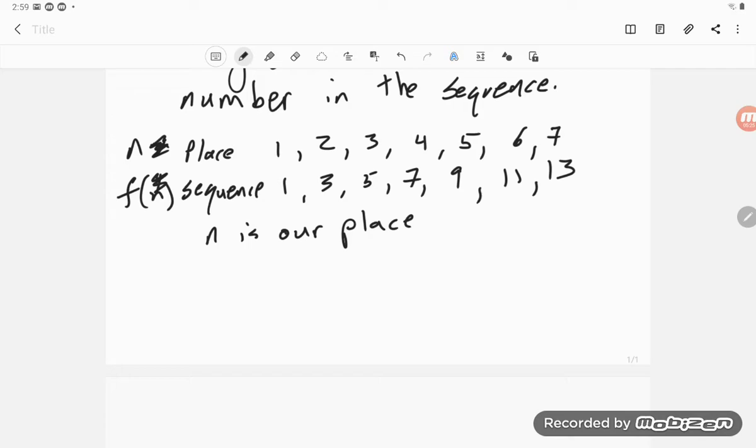As I look at it, it's really not too hard, right? If I take 2 times n and subtract 1, I get the number in the sequence. So 2 times 6 is 12. Subtract 1, I get 11. So it's 2n minus 1, a direct kind of functional definition.